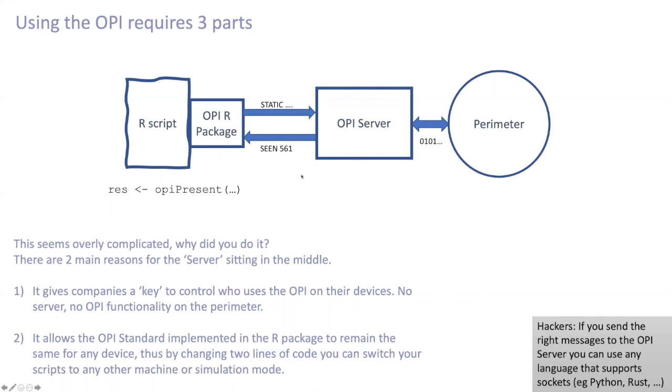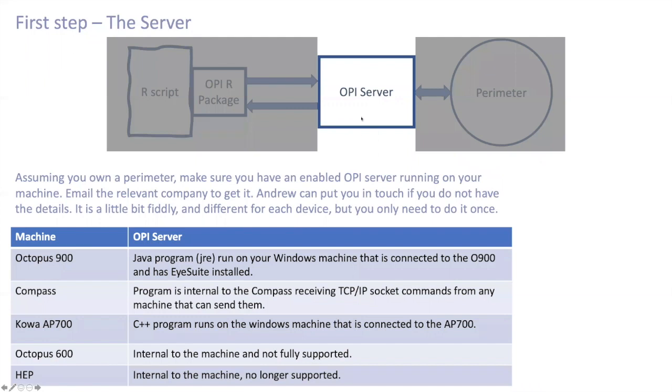So how do we go about getting started? First of all, we need this server thing. Each machine has its own server in different ways. So the Octopus 900 has a Java program that runs on the Windows machine connected to the 0900 and talks to iSuite. The Compass, the server, is built into the machine, but has to be activated. The Koa, like the Octopus, has a separate program that runs on the Windows machine connected to the AP700. And the final two we don't need to worry about too much.